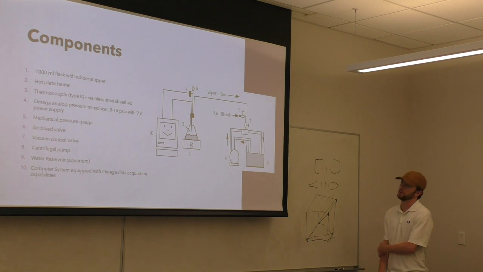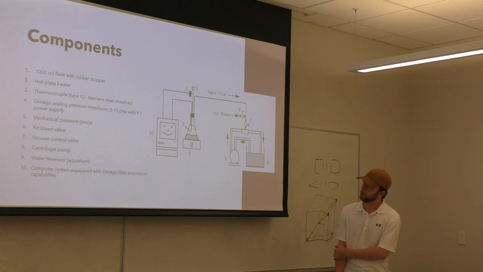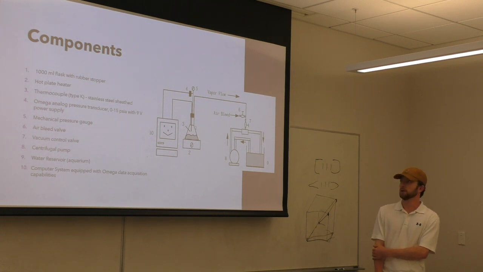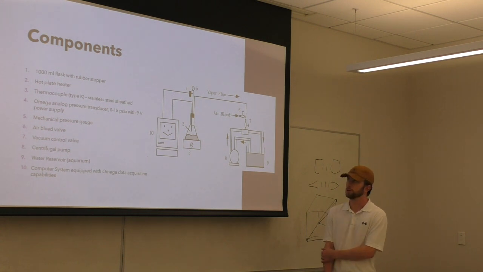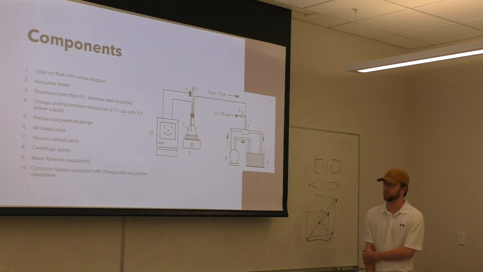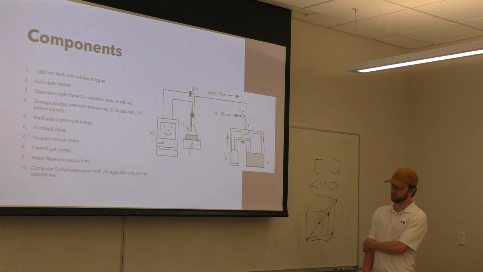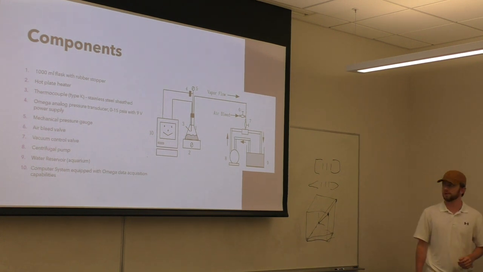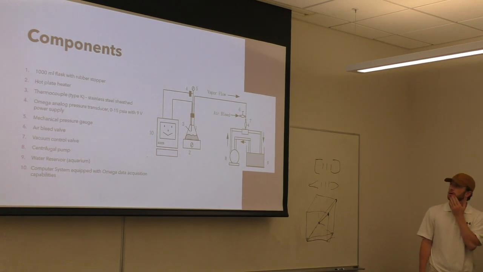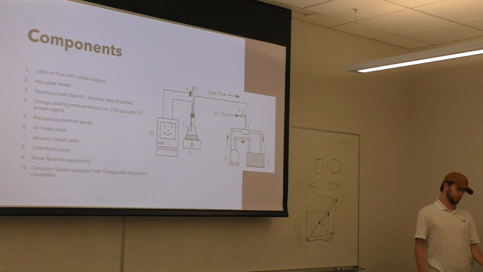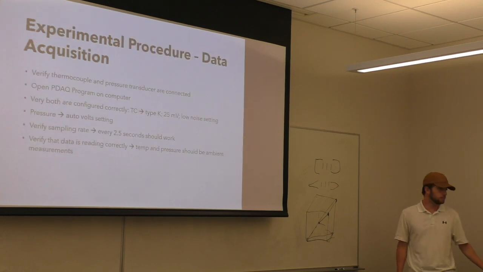So the components of the experiment: you have that 100 or 1,000 milliliter flask with a rubber stopper to seal it at the top, a hot plate heater to boil it, a thermocouple to measure those temperatures, a pressure transducer, a mechanical pressure gauge, an air bleed valve, a vacuum control valve, a centrifugal pump, a water reservoir, and then the control system that will be used to log that data. I'll run through how this all connects in the experimental setup and procedure.